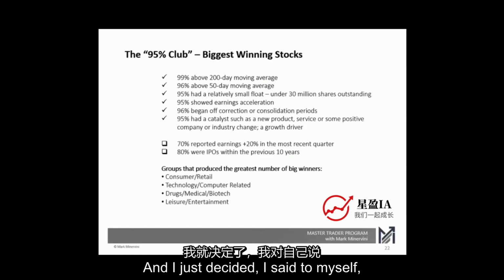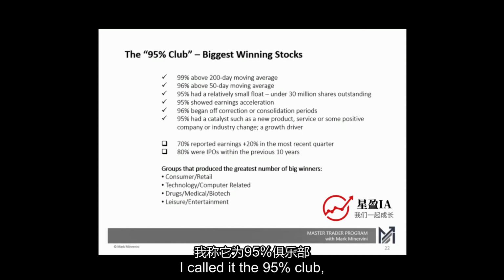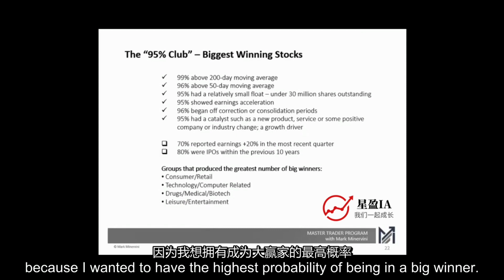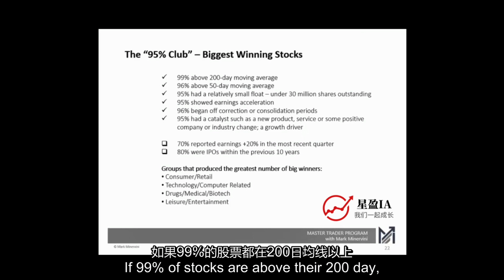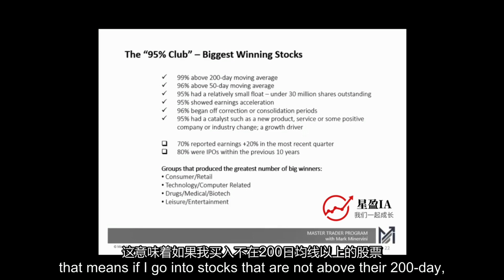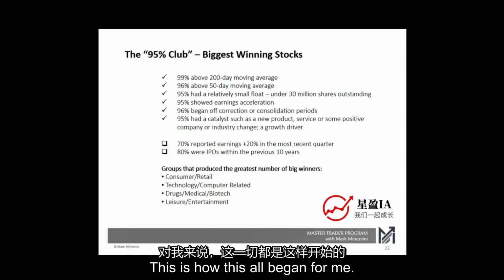And I just decided, I said to myself, this is basically everything is 95% or better. I called it the 95% club because I wanted to have the highest probability of being in a big winner. So I said, I don't want to be in the 5% club. If 99% of stocks are above their 200-day, well, that means if I go into stocks that are not above their 200-day, I'm in the 1% probability, right? So this is how this all began for me.